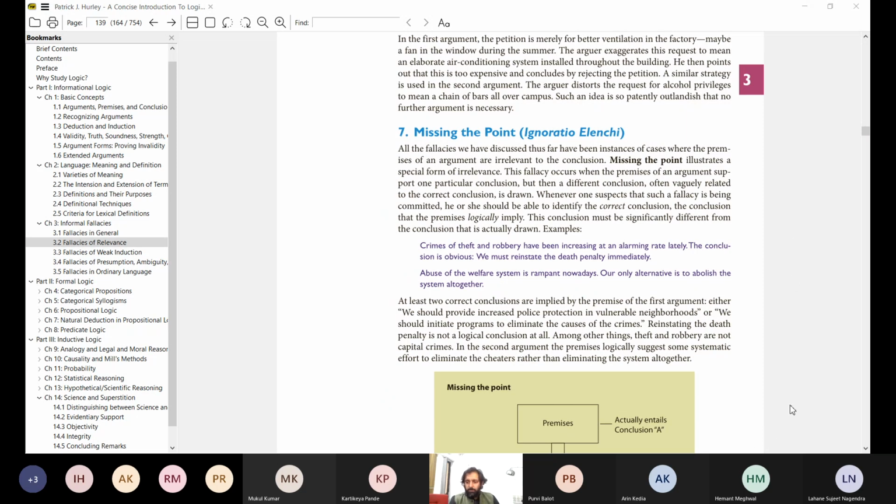Now, some of these are more likely to be familiar than others. I'm assuming that many of you would have heard of straw man. Is that right? Yes, sir. What about red herring? How many of you have heard of red herring? No? And what about ad hominem arguments? Have people heard of that? No. Okay. Hemant, you've heard of ad hominem arguments. Okay, good.